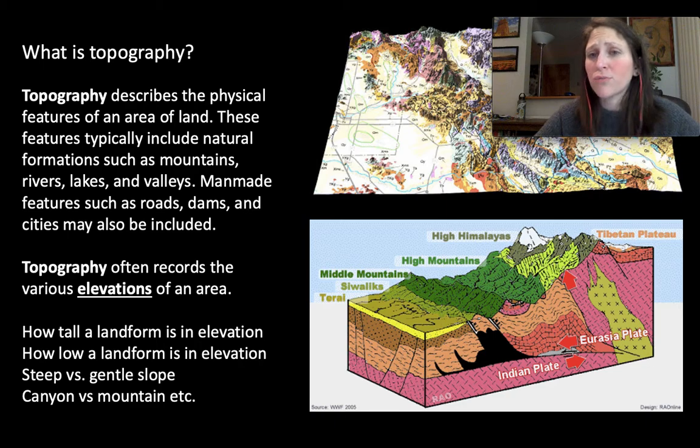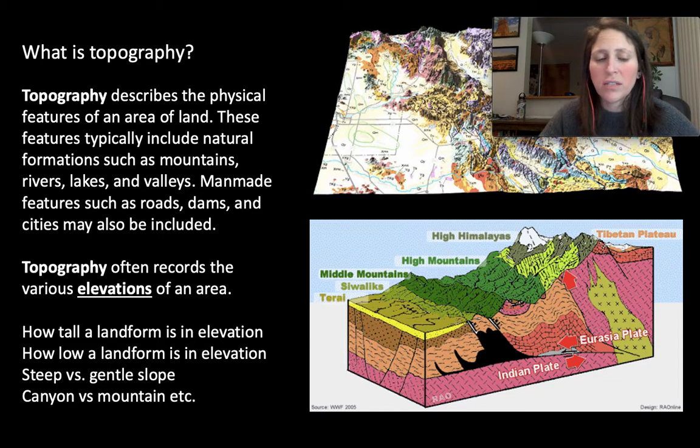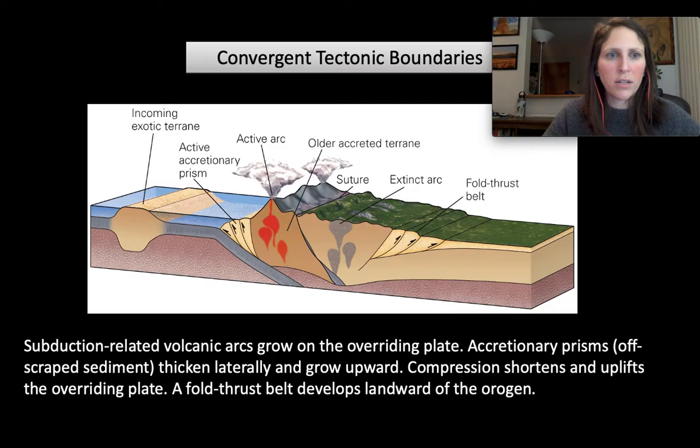And topography also records the slope of something. For example, these Himalayan mountains have a pretty steep slope to them, whereas maybe these hills lower in this bottom diagram would have a gentle slope. So the difference between a really steep mountain versus a gentle hill slope, or a canyon versus a mountain. Canyons are very steep, mountains can be very steep, but we have landforms that are a lot gentler. So that is topography in a nutshell.